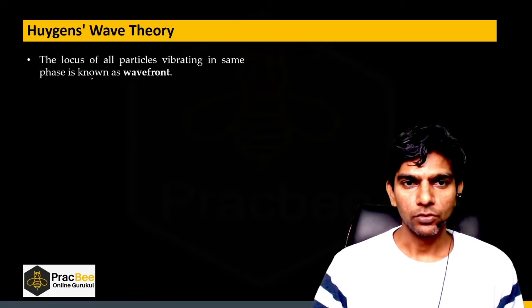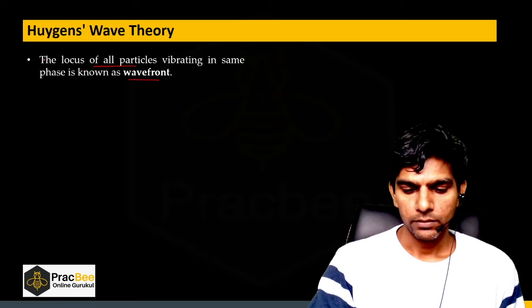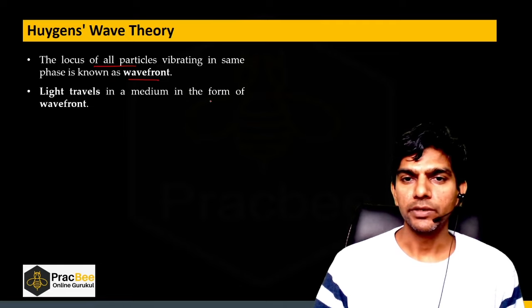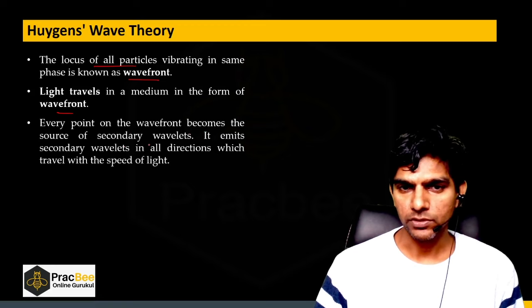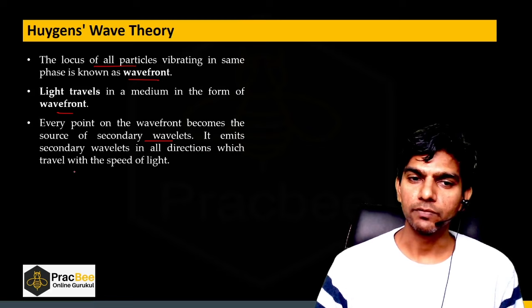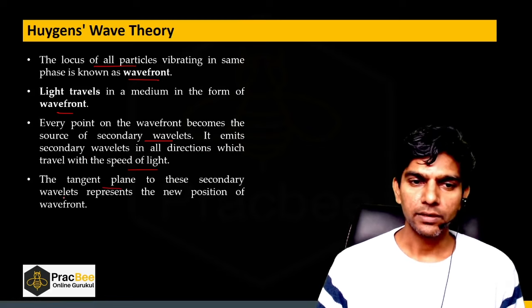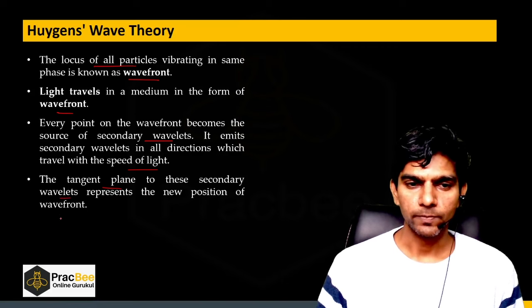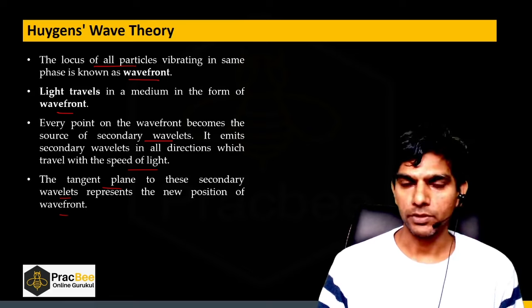Whatever I have mentioned here, let us see that in writing. First, the locus of all the particles vibrating in the same phase is known as a wavefront. Second, the light travels in the medium in the form of wavefronts. Third, every point on the wavefront becomes the source of secondary wavelets, and it emits secondary wavelets in all directions which travel with the speed of light. And the tangent plane to these secondary wavelets represents the new position of the wavefront. So these are the key points about Huygen's wave theory, and you have to remember this.